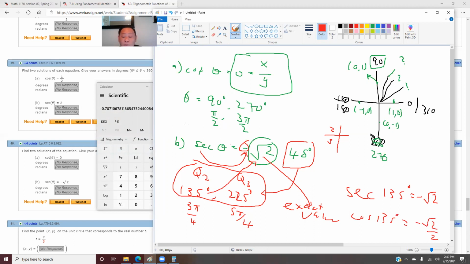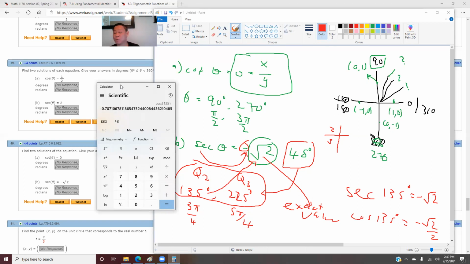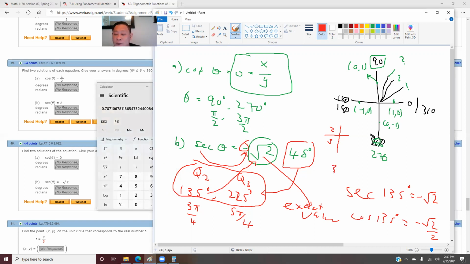Would you ever ask for a question like secant of 150 or 155, for example? No, you wouldn't ask for that. It has to correspond to 30, 45, and 60 degrees. Okay, so it cannot be anything that doesn't correspond to these 3 numbers.